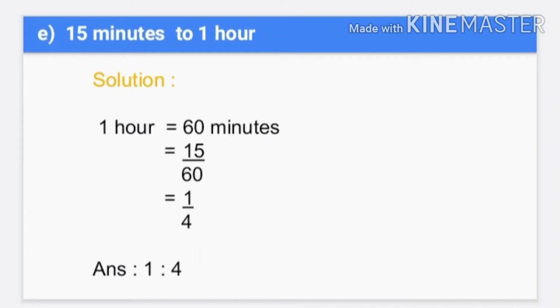E: sum 15 minutes to 1 hour. 1 hour equal to 60 minutes. 15 by 60. Cancel by 15 table. 15 into 1 equal to 15. 15 4s are 60. Equal to 1 by 4. The ratio is 1 is to 4.